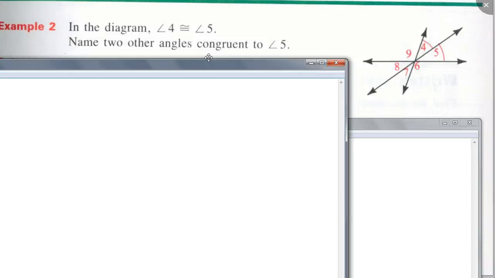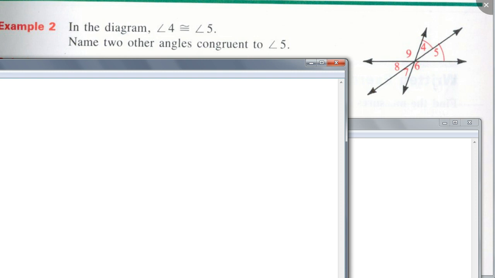Now, I can see how angle 8 is congruent to angle 5. But isn't angle 7 congruent to angle 4? So why do you say that angle 7 is congruent to angle 5? You know what I'm talking about? Okay, I can see angle 8 is congruent to 5 because they're vertical angles. We just talked about that, right? But isn't angle 7 congruent to angle 4? But why did you guys say angle 7 is congruent to angle 5? Who could explain this?